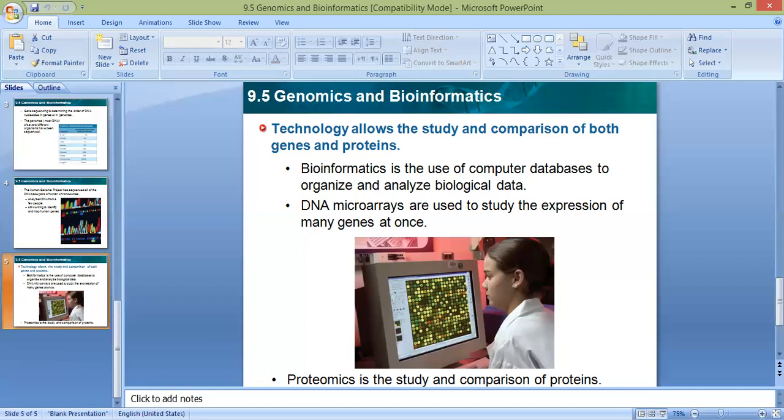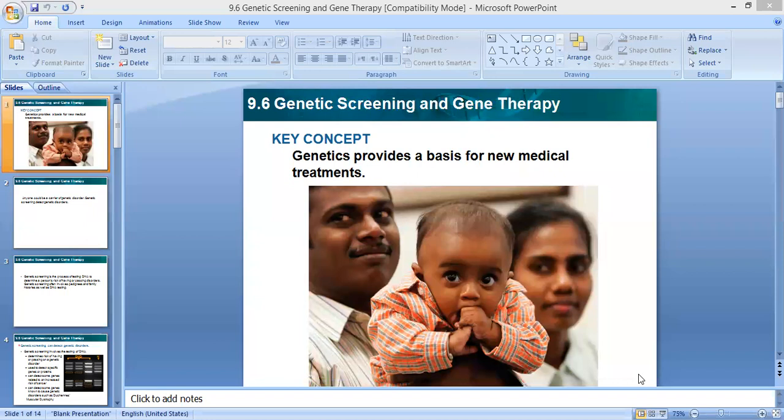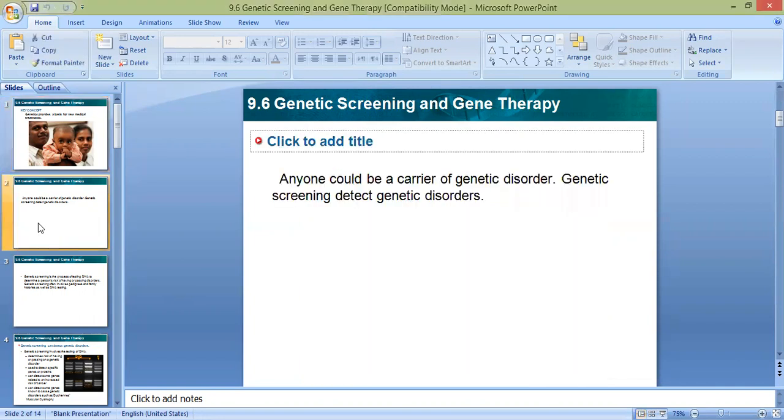Okay, the last part included in our exam is section 6, which is genetic screening and gene therapy. We said that genetics provide a basis for new medical treatment. Okay, and anyone could be a carrier of a genetic disorder. Genetic screening detects genetic disorders. It's important to detect if there is a genetic disorder by genetic screening.